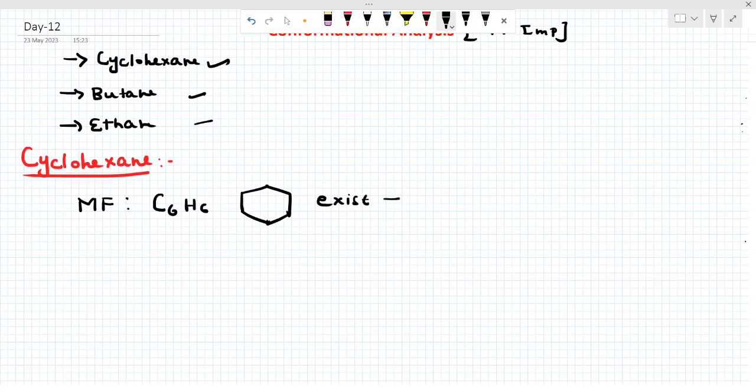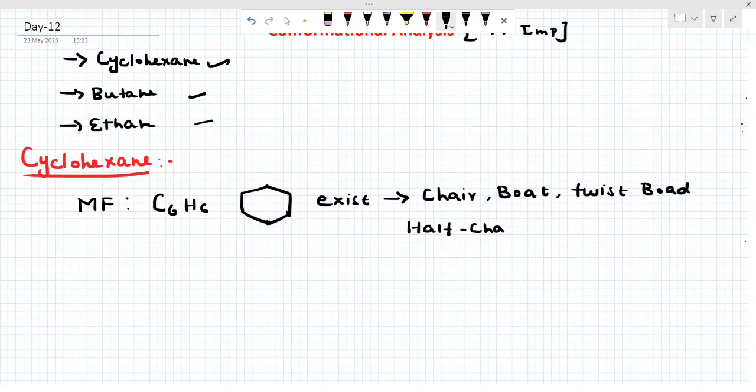This exists in different forms. One is the chair form, the other is the boat form, twist boat, and half chair, at room temperature.